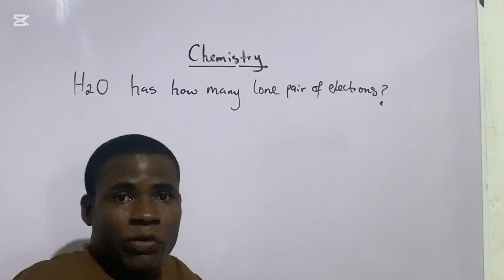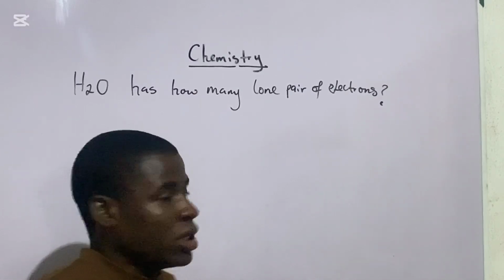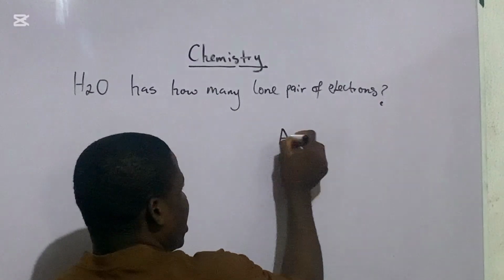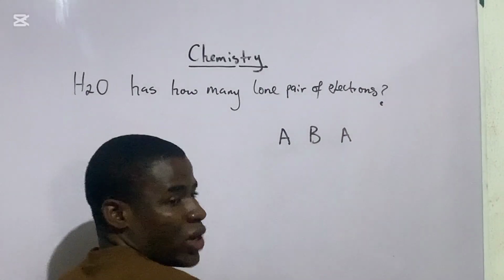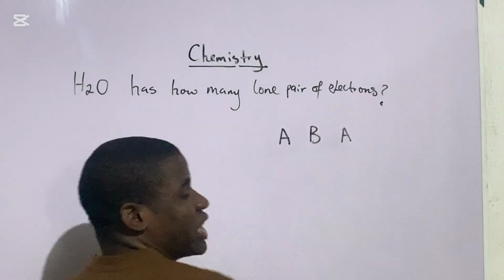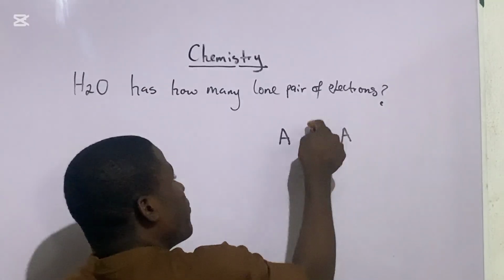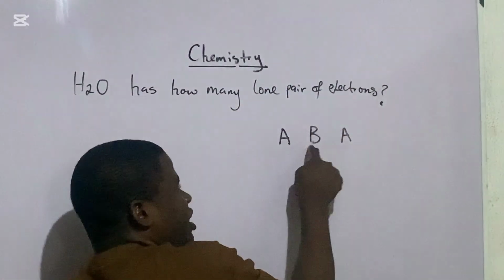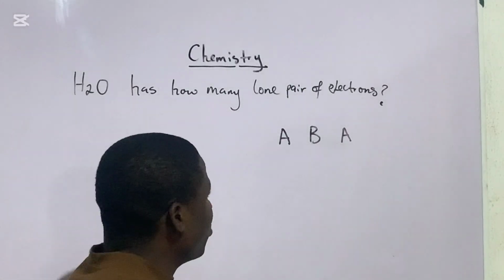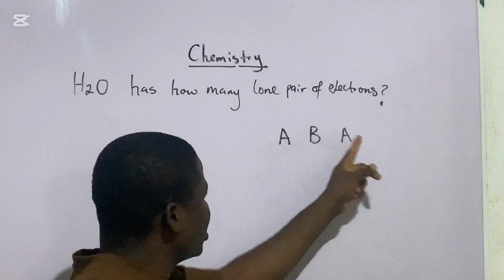Let me say in a molecule. What do I mean? If I have a molecule, let's say A, B, A, B is the central atom. If we are talking about lone pairs, we are talking about the central atom. That's two valence electrons that are for this central atom and they are not involved in bonding with A, this A or this A.